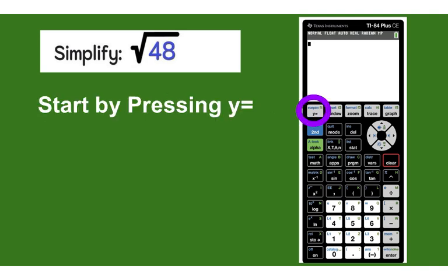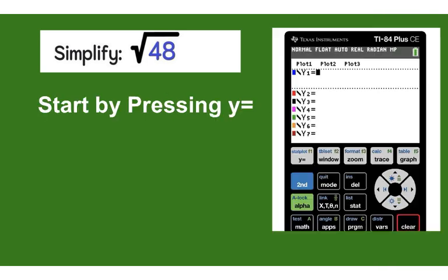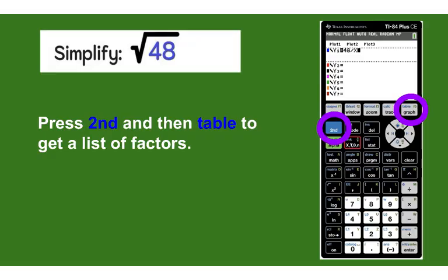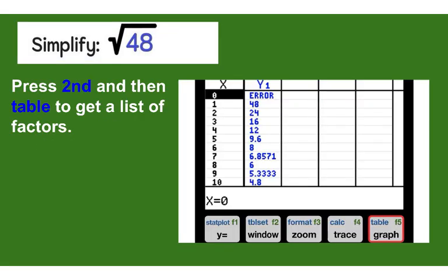Start by pressing the Y= button. This will allow you to input an equation. The equation is fairly easy to remember. It is y equals the radicand, which in this case is 48, and you're going to divide that by x. Once your equation is inputted, you will press second and then table, and that'll bring up a list of factors.